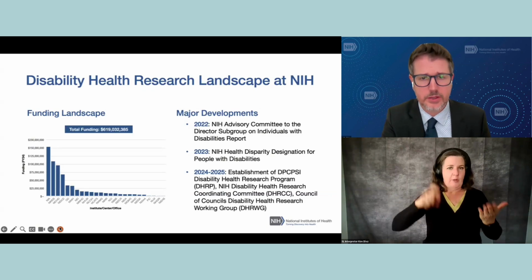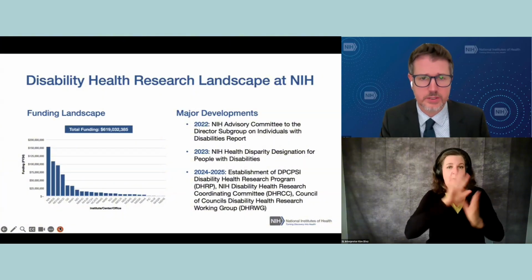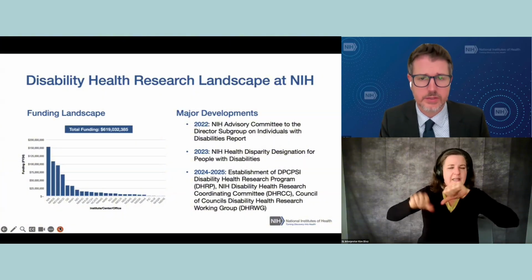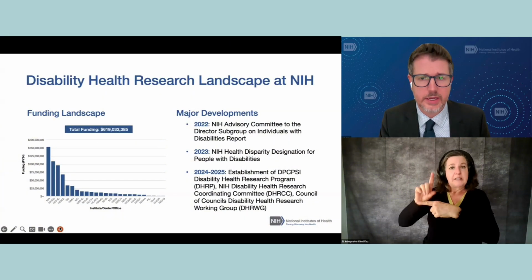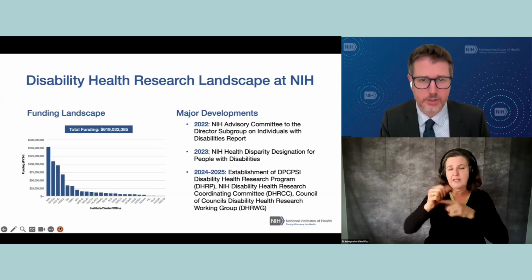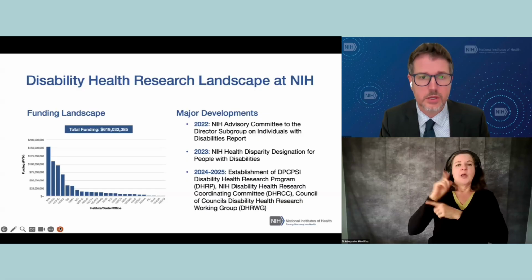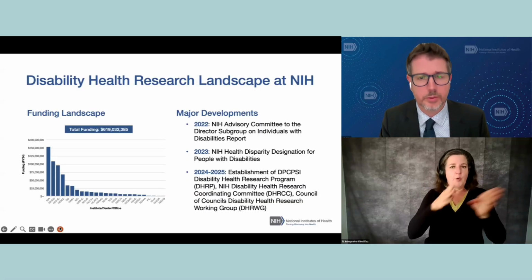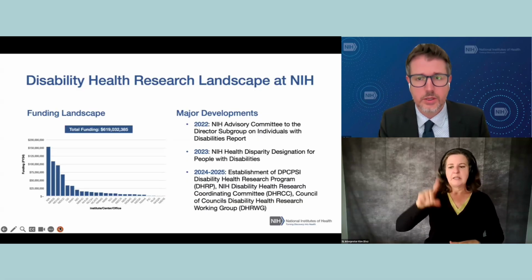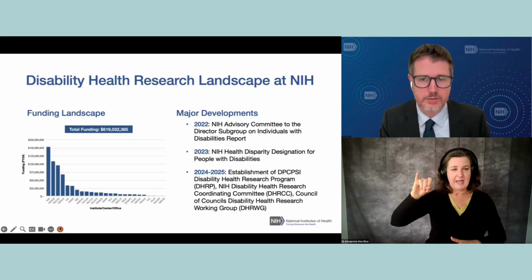These developments, together with an increasing scientific evidence base for disability health research and advocacy from disability communities, led the NIH director in spring 2024 to charge the Division of Program Coordination, Planning, and Strategic Initiatives within the NIH Office of the Director, or what we call DPCPSI for short, with the coordination of disability health research activities.